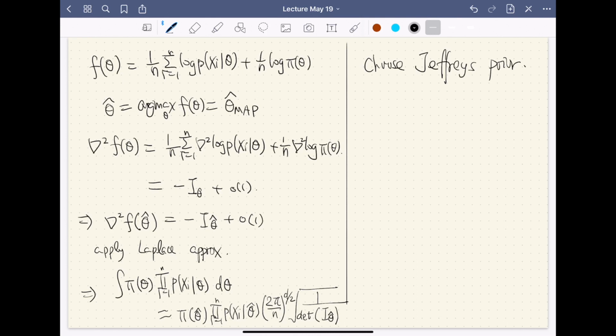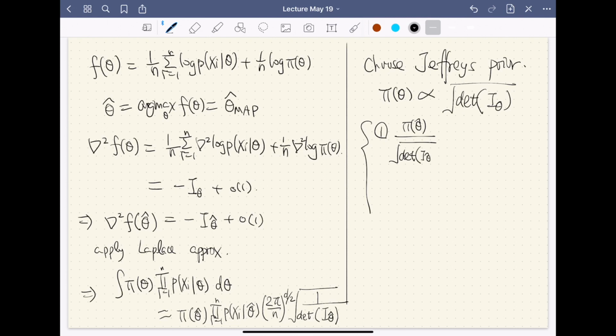What is Jeffreys prior? Well, Jeffreys prior is pi theta proportional to root determinant of the Fisher information matrix. Okay? So if you choose Jeffreys prior, these two terms will be cancelled out. Right? So when we choose Jeffreys prior, two good things happen. The first one is this guy becomes a constant.